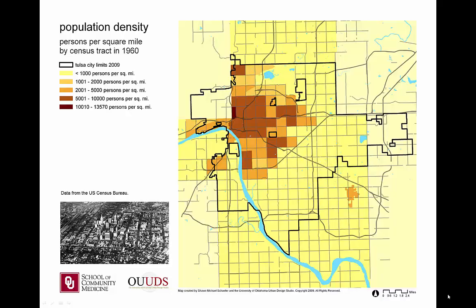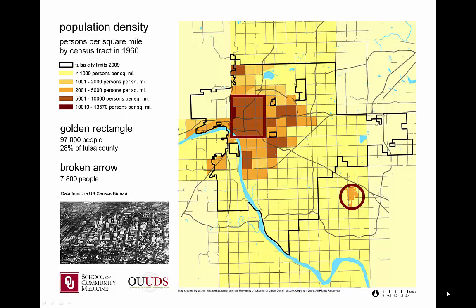Let's take a closer look at density by examining some census tract data. This map shows Tulsa's population density in 1960. You can see the compact and relatively dense settlement pattern that existed at the time. The central city, which I refer to as the Golden Rectangle, was home to 28% of the county's population, with close to 100,000 residents. It had an average density of nearly 10,000 persons per square mile. In contrast, Broken Arrow was a small town of 7,800 people separated from Tulsa by 10 miles of farms and ranch land.